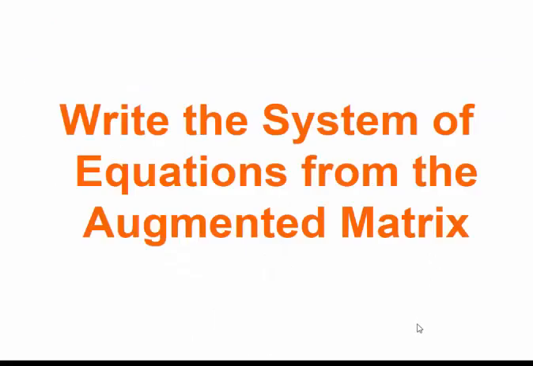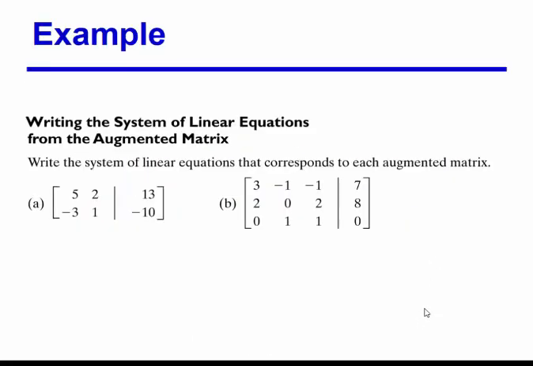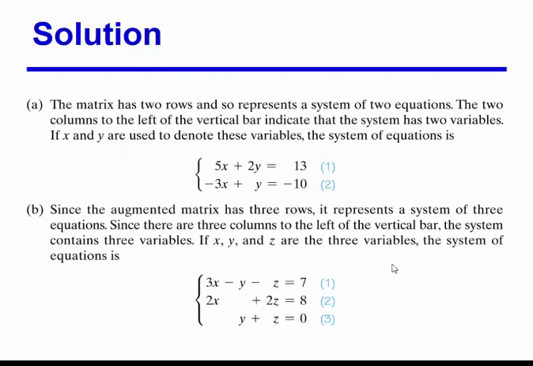Next thing, we're going to write the system of equations from the augmented matrix. So here we have A and B. A appears to be a system of two equations with two unknowns. B is a system of three equations with three unknowns. And so for A, if we assume that the variables are x and y, this will be the system of equations. For B, if we have x, y, and z, then this will be the system of equations.